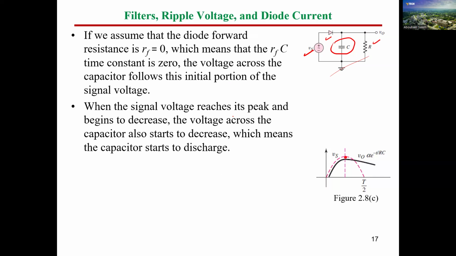When the signal volt reaches its peak value, it will start decreasing. And when the supply volt is decreasing, this capacitor is charged. So the voltage across the capacitor also starts to decrease, which means the capacitor starts to discharge. The capacitor will start discharging from that point.